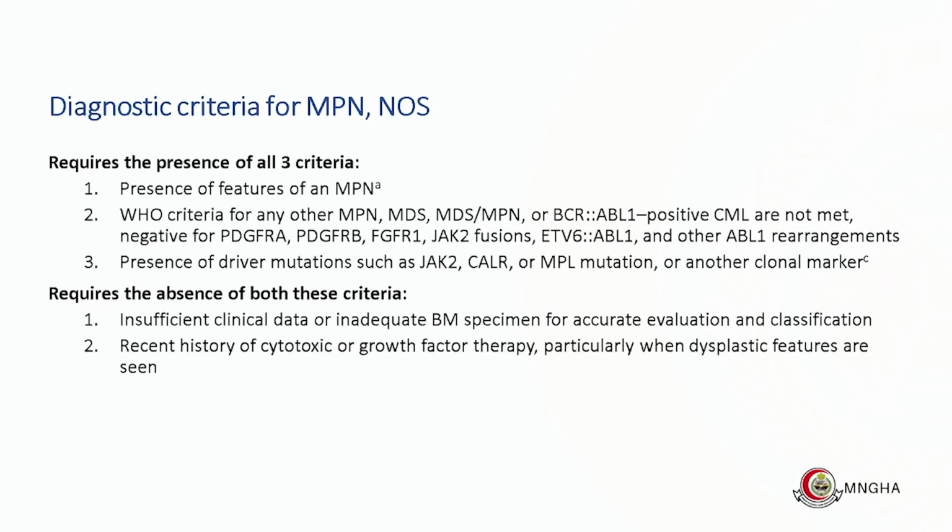However, we need to rule out that the patient doesn't have any history of cytotoxic or growth factor therapy, and also we need to evaluate the patient's clinical data, and we need an adequate bone marrow specimen to evaluate correctly. If we don't have enough data, if you are in a reference center that cannot reach the clinical information, or if the bone marrow specimen is suboptimal, then we can put it under NOS until we are provided with a better sample for final diagnosis. However, everything needs to be documented in the bone marrow report.